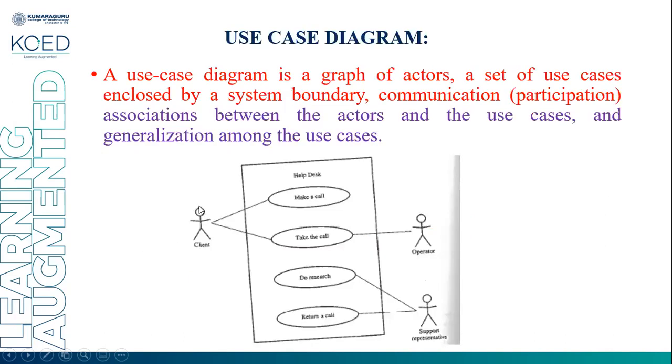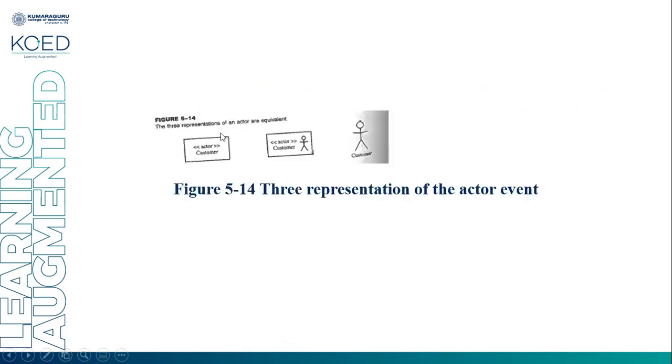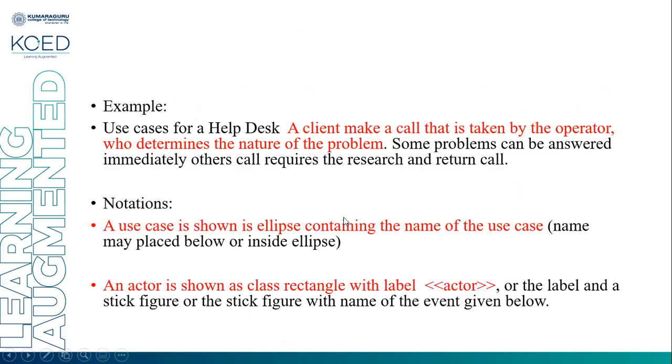For example, directly a man symbol as well as the name is given here. Instead of this, we can have a class rectangle. Inside the class rectangle, we show it as an actor. In the double angle brackets we mention actor, and below that we mention the name. In this way we are able to represent it.